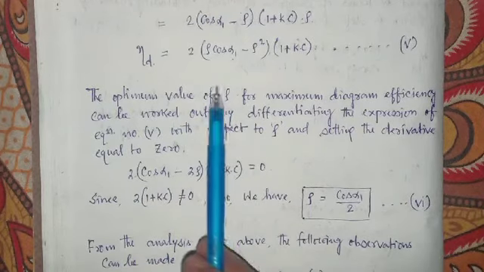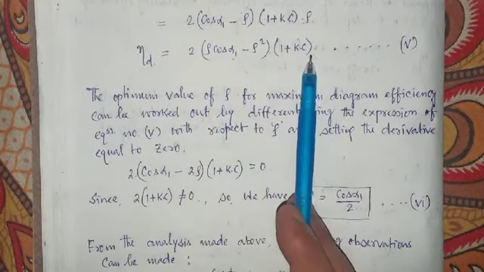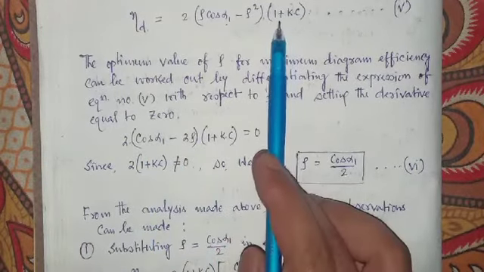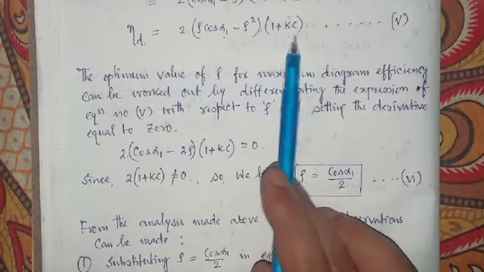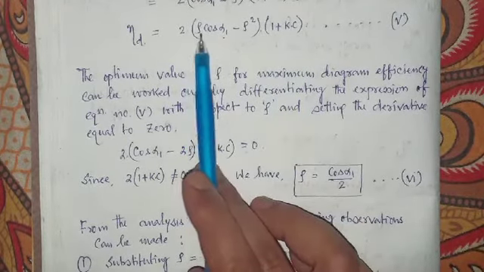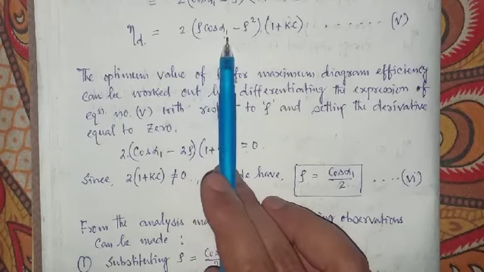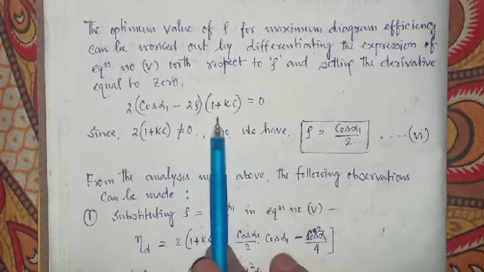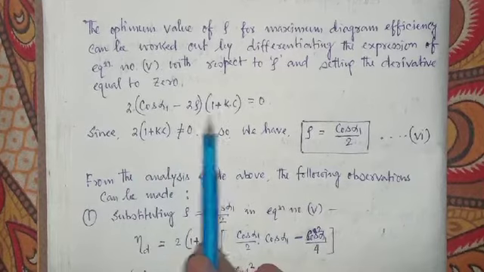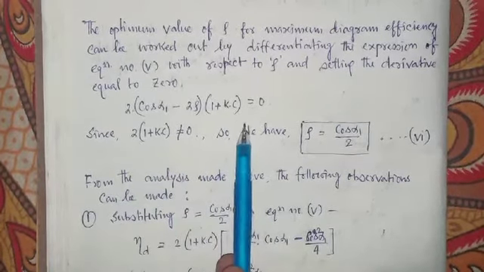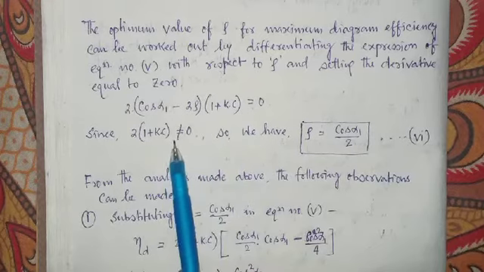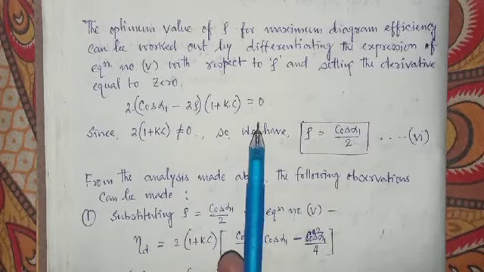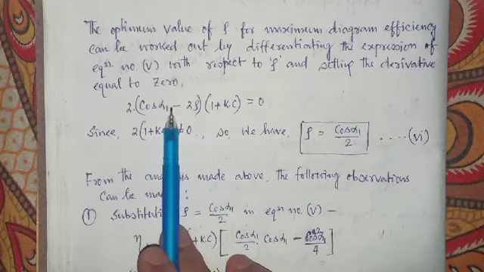Now if we differentiate these expressions with respect to rho, this part, 2 into 1 plus Kc, is constant. Now d of this one by d rho equals only cos alpha 1, and d of rho square by d rho will be 2 into rho. This 2 times of 1 plus Kc is not equal to 0, obviously. So both of these two cannot be equal to 0 at a time, so either this will be equal to 0 or this will be equal to 0.